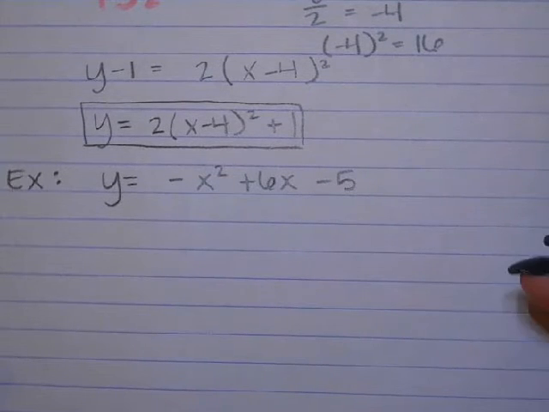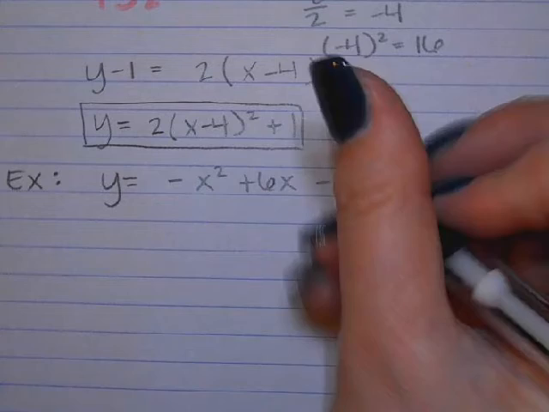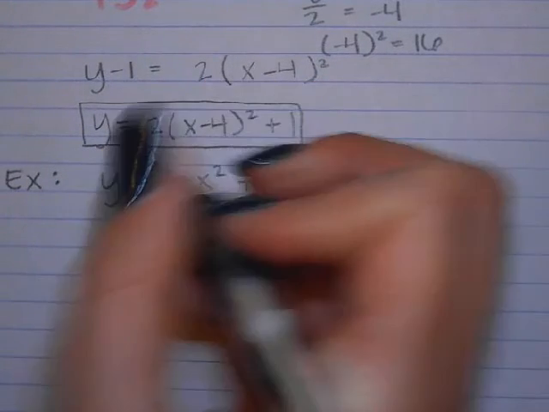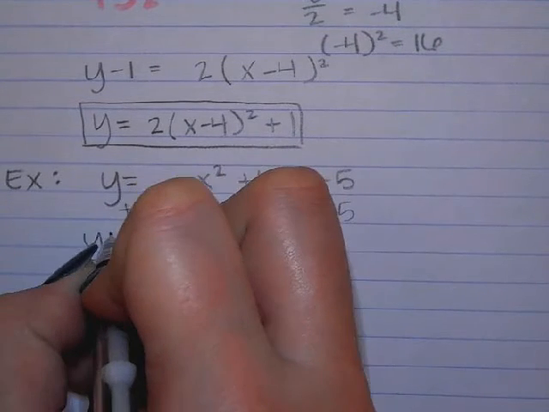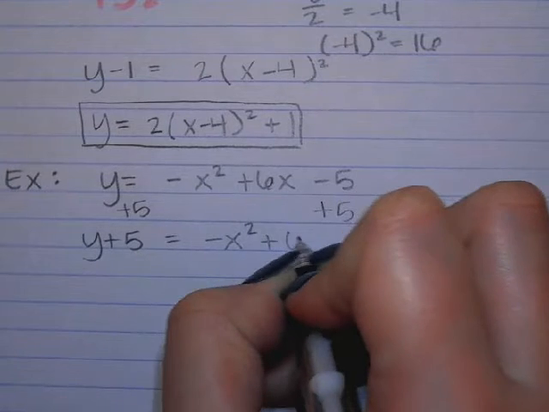All right. What do I do first? Not the negative 1. The 5. Okay, we're going to move the 5 over just like we did last time. So y plus 5 equals negative x squared plus 6x.